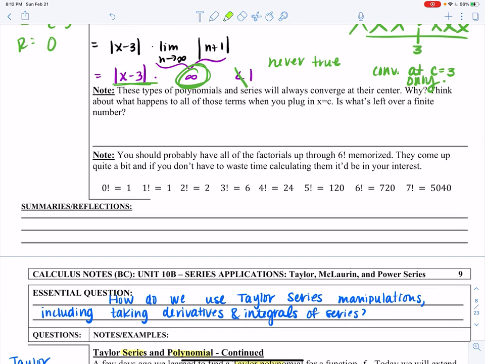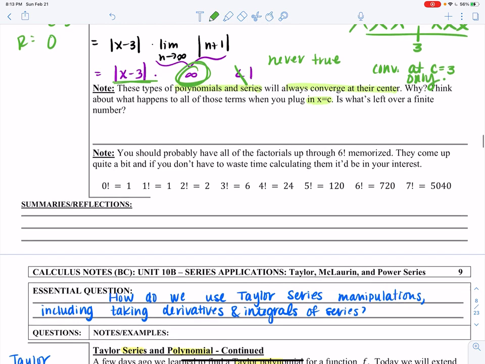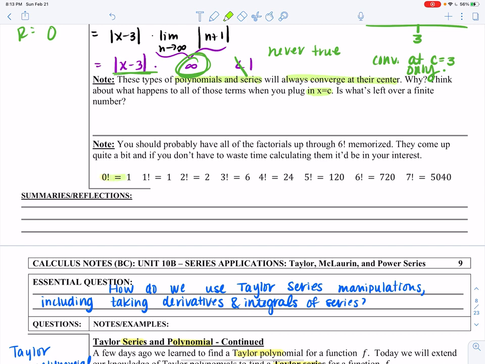Something important happens from all this. We notice that these types of polynomials and series are always going to converge at their center. Why? Because if I plug in x equals c, what's left is a finite number, just 0. And that means that in this expansion, all of the terms after the first term are going to collapse at the center. Okay? I would tell you, I do think it's important that you have all of your factorials memorized. So you may want to kind of throw those up in your memory. I think through 5 is pretty easy, but once you get into 6 and 7, I would go ahead and lock those up in your memory.